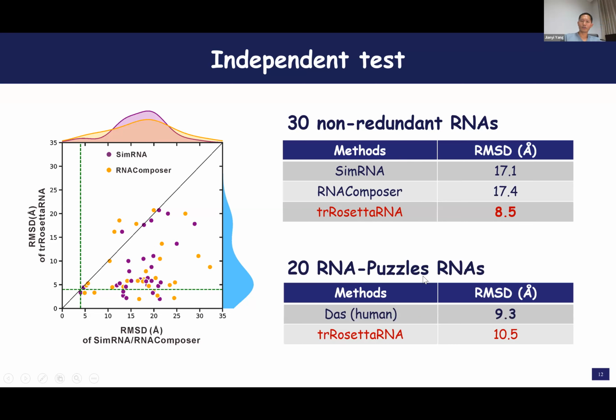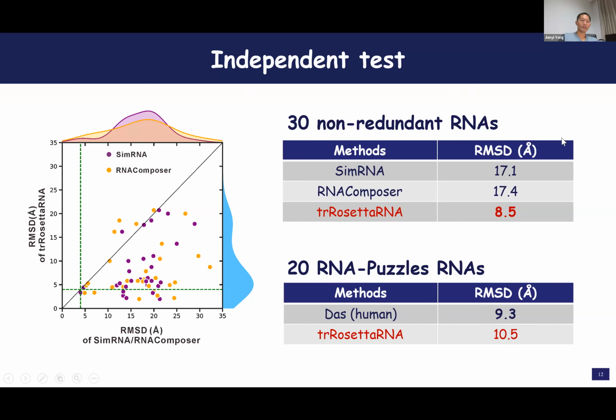Another independent test is based on the RNA-Puzzles targets. So here we collected 20 targets from RNA-Puzzles. In this experiment, the test group is one of the top groups in these RNA-Puzzles experiments. So we compared with this group. You can see that here our method makes fully automated predictions. So it's performing slightly worse than this top group. We want to claim that this is based on fully automated prediction. But this is just the independent test.